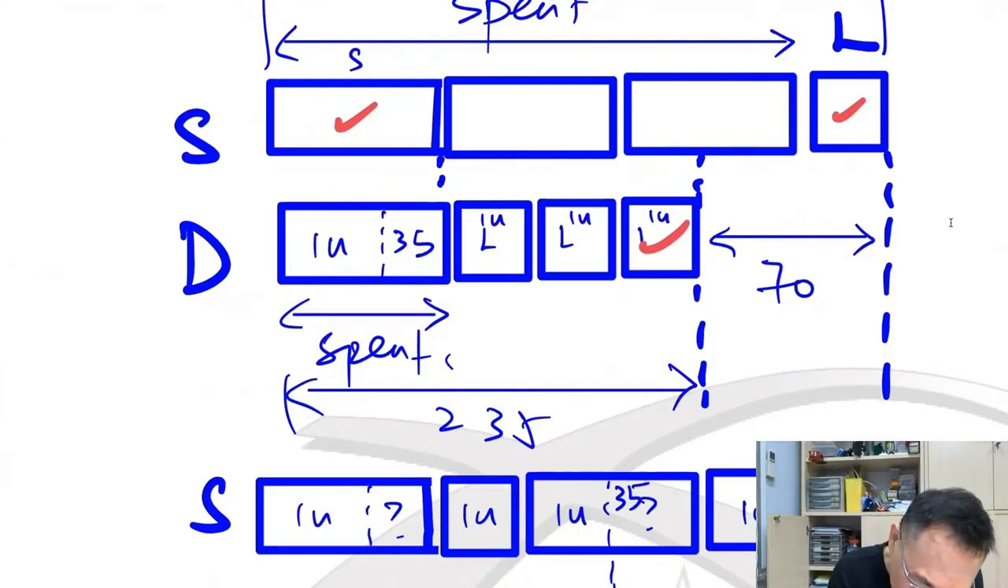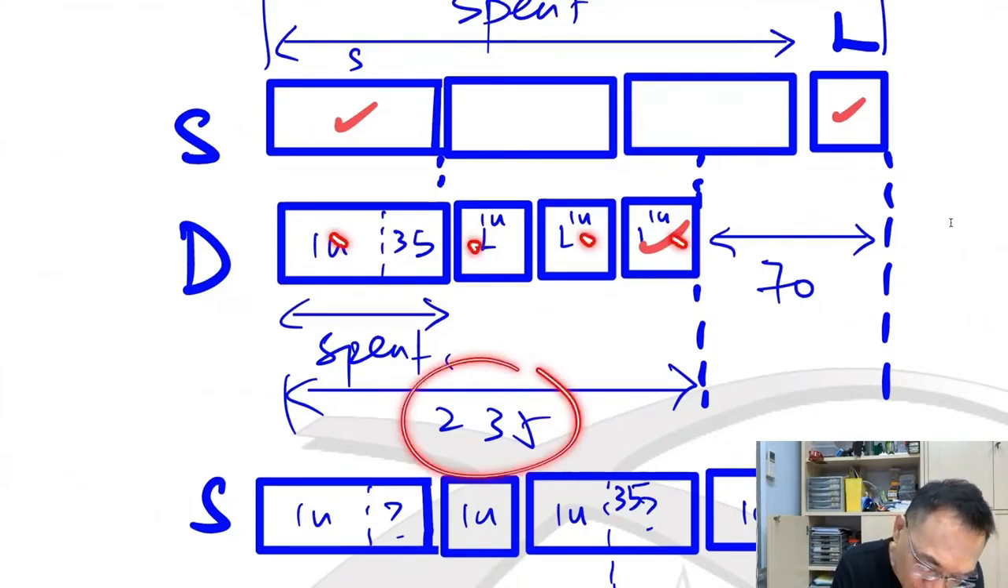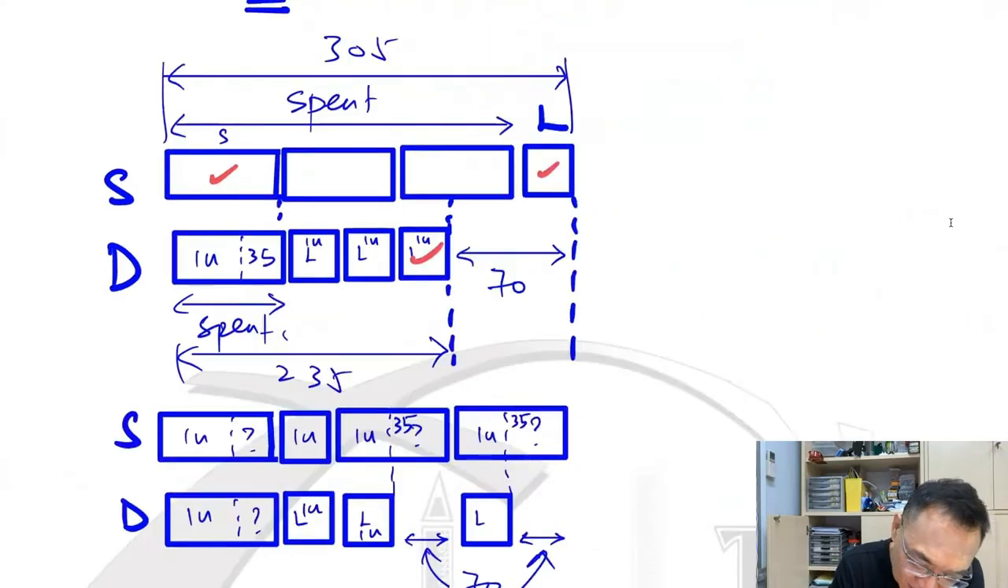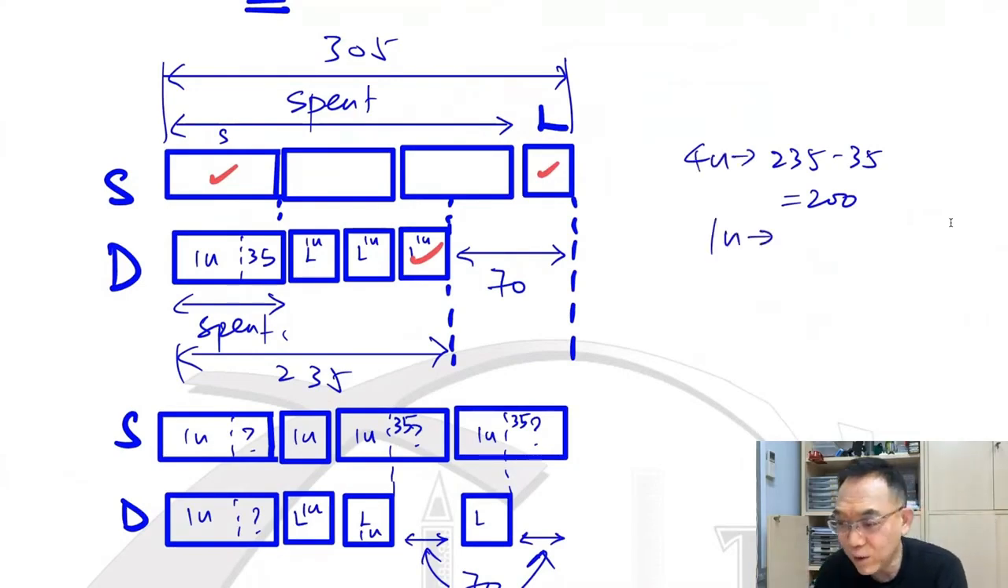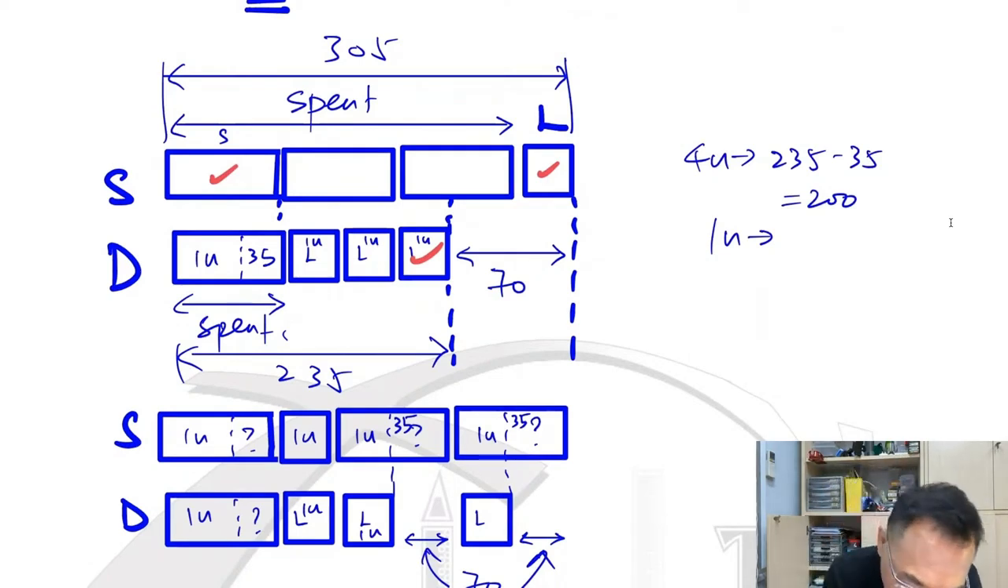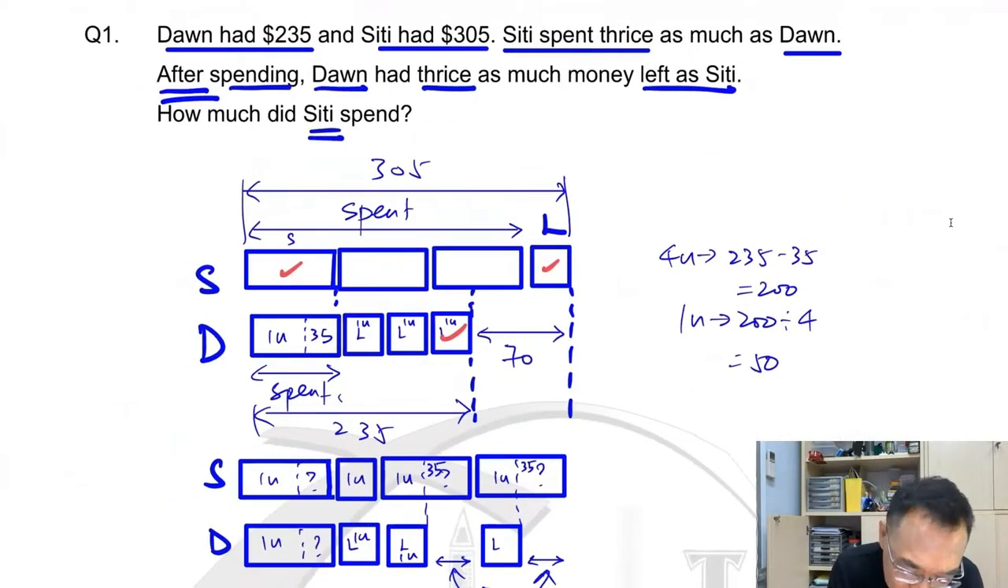Okay, so now 4 units is 235. 1, 2, 3, 4 is 235 minus 35. Okay, so 235 minus 35 will give you 200, and 200 is 4 units. Therefore, 1 unit is, you know already, right? So if you know what is 1 unit, yes, fantastic. Wow, see, now people are very fast. If 1 unit, 50 lah, yeah, 50 is correct. Okay, 1 unit is 50, right? So if 1 unit is 50, well, now you all answer me before I even ask the question. Okay, since that is the case, might as well you answer the question.